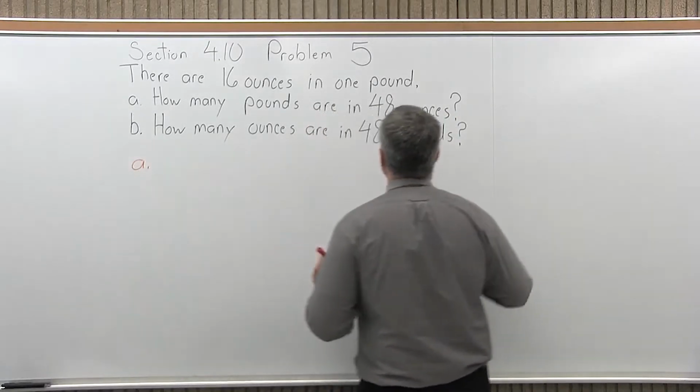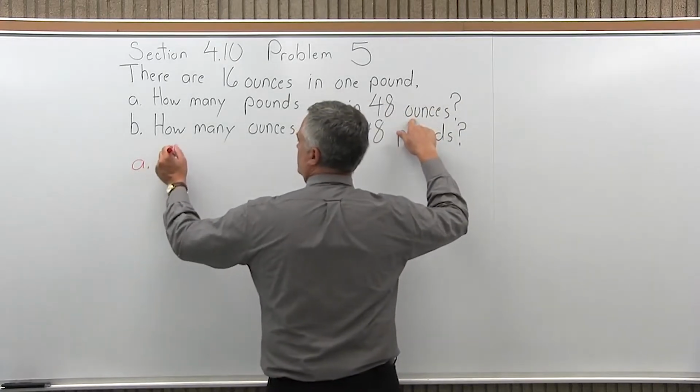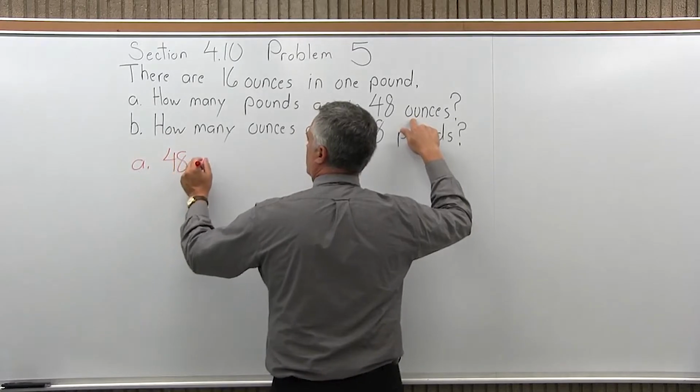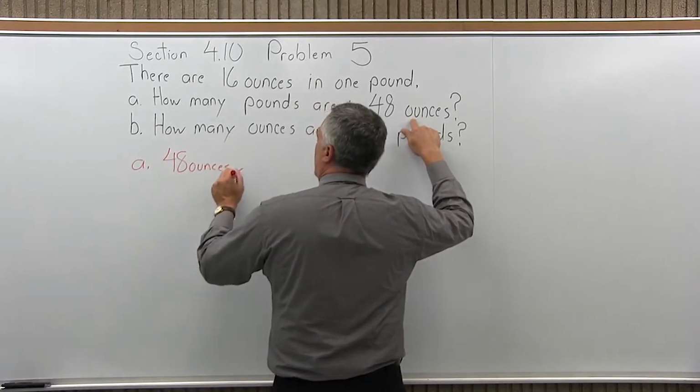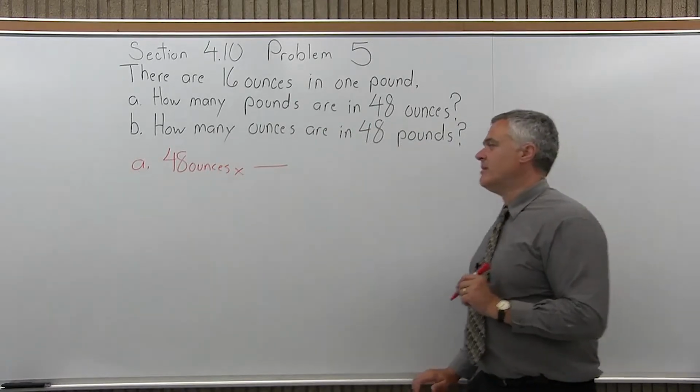What you need to do is start with a given amount. What's given is 48 ounces, and we're going to convert that to pounds. 48 ounces, make sure you include the units of measure. And I am going to multiply that essentially by a fancy number 1.